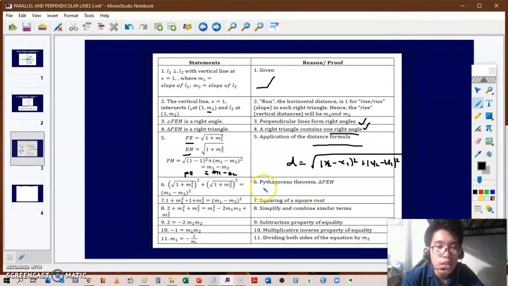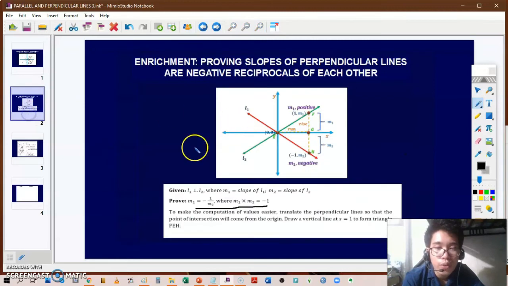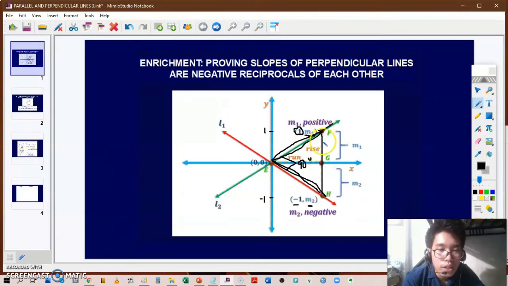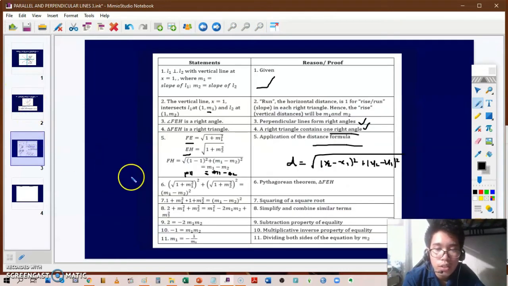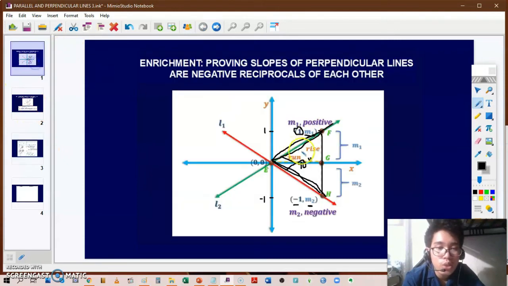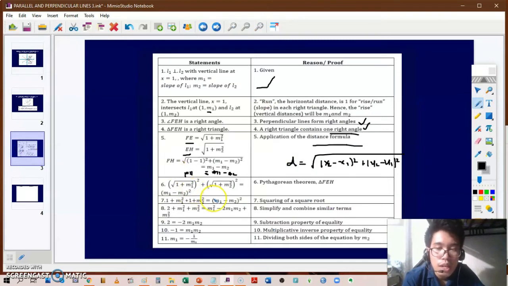If we look closely, we can use the Pythagorean theorem for this triangle right here. We have triangle FEH. Since it's a right triangle, we can use the Pythagorean theorem to solve for the side measurements, or to identify specific properties between those side measurements.